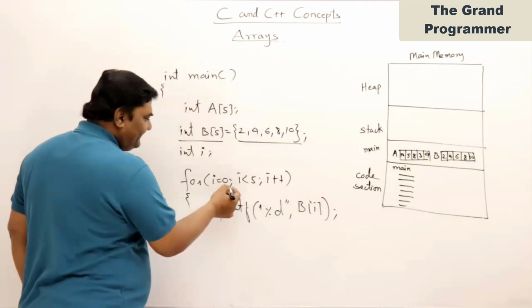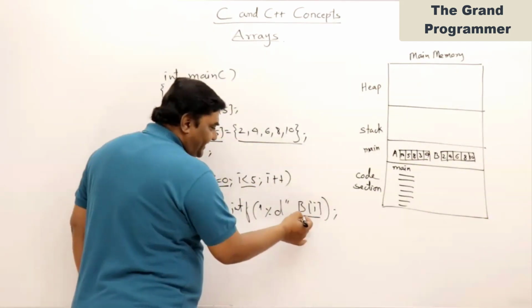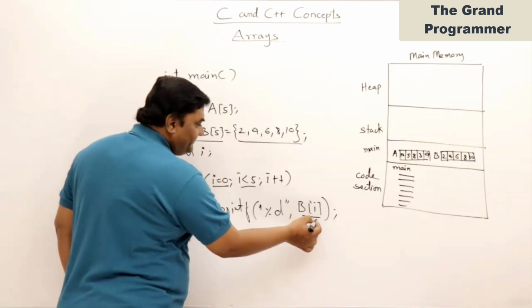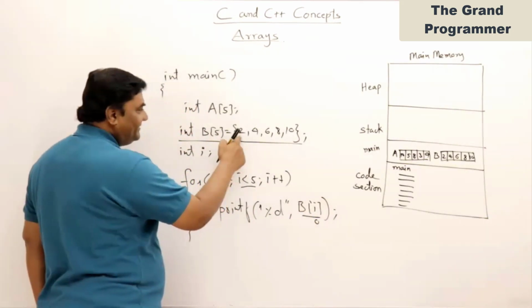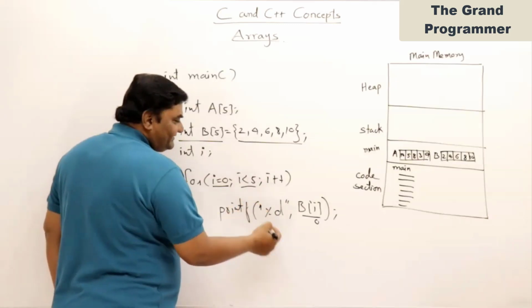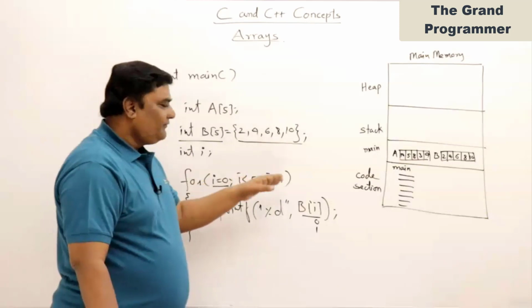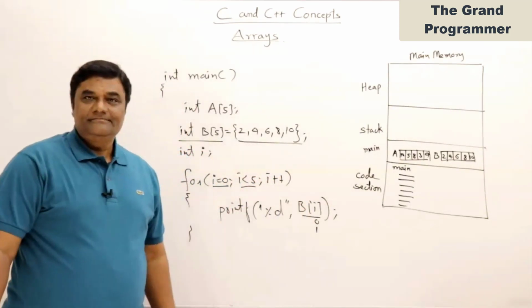Initially i will be 0, then it checks that i is less than 5, then it will print b of 0. The element at index 0 will be printed. The next time i plus plus, i becomes 1, 1 is less than 5, so it will print b of 1, and so on up to b of 4. It will print all the elements.